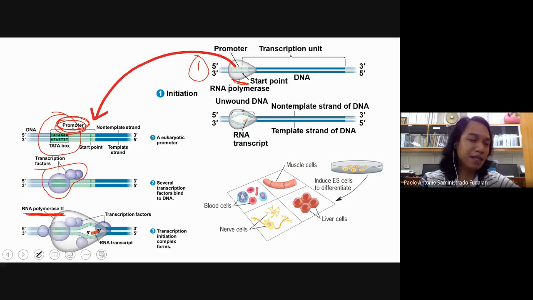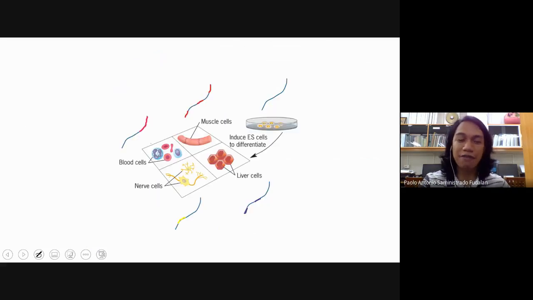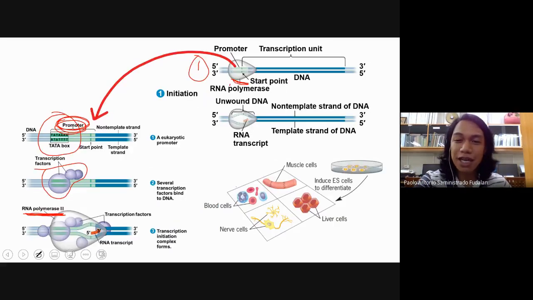You have many types of cells in your body. You have muscle cells, liver cells, nerve cells, blood cells, to name a few. But the instructions present in their DNA are actually all the same. The DNA in your muscle cell is the same as the DNA in your liver cell. How come the muscle cell is different from the liver cell? Can anyone answer that question?